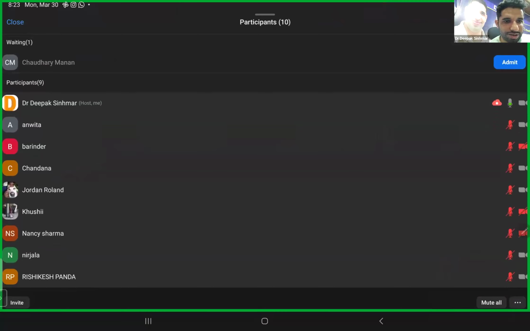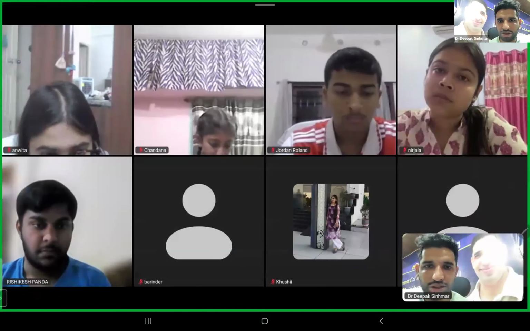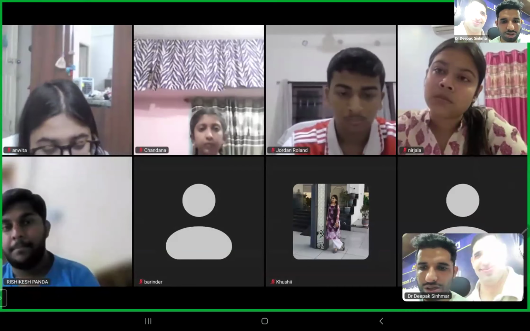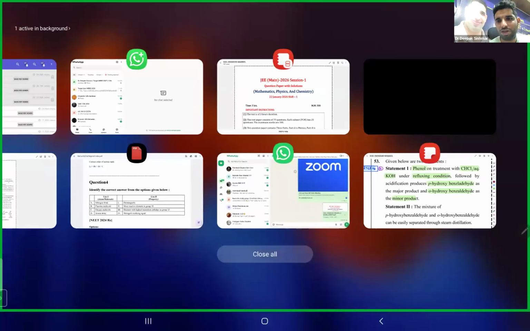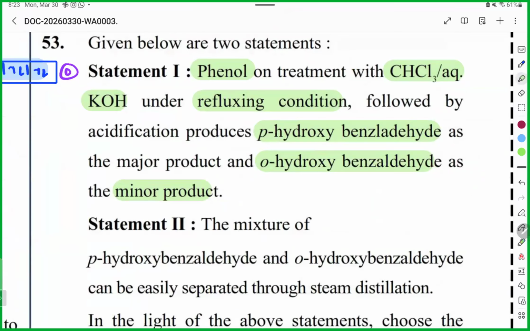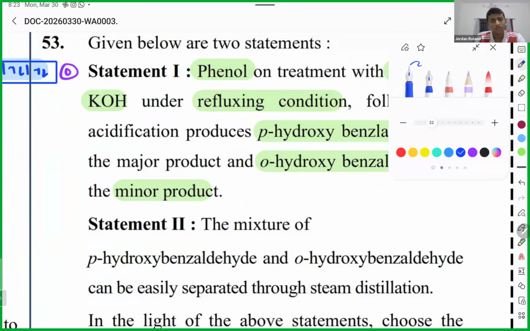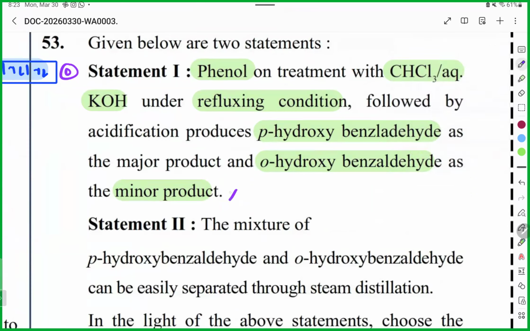Ryan is there. He is facing an issue. Anvita, Chandana, Jordan, Nirjala, Rishikesh, Rishi, Varinder. Okay, is this correct? First statement? No. So won't the ortho product be the major? Yes. So this is wrong because this is the Reimer-Tiemann reaction.